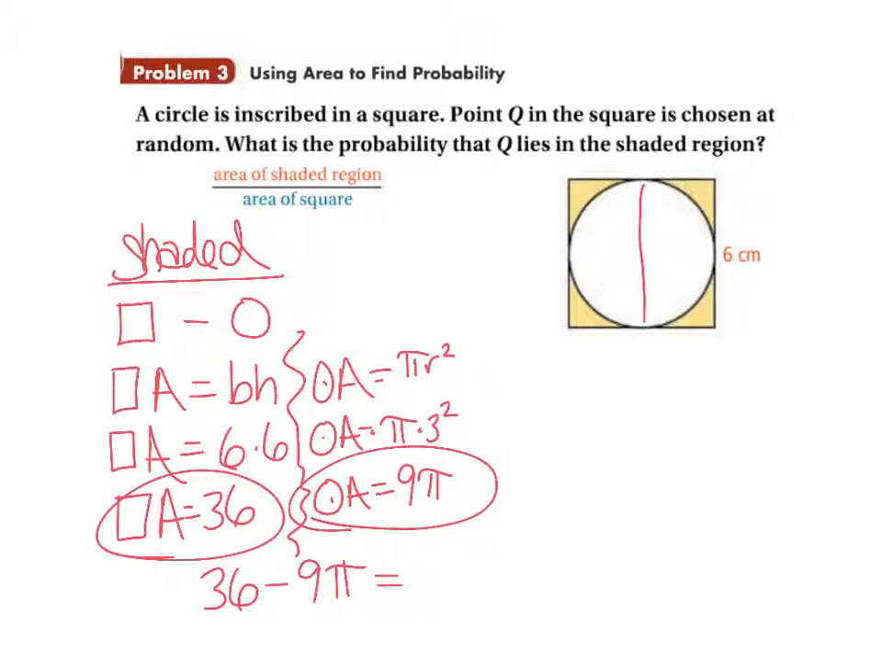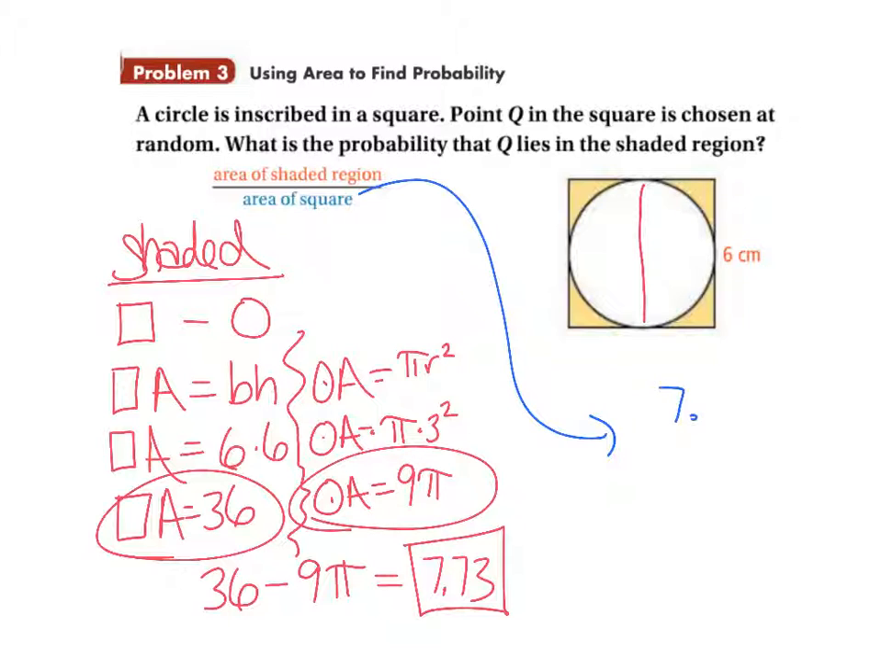I'm going to do that in my calculator. 36 minus 9 times pi, and I get 7.73, let's say. That's the area of the shaded region. Now I'm going to do the area of the square. Well, that's not too tricky. I'm not going to spend a lot of time showing work on that. So the area of the shaded region is 7.73.